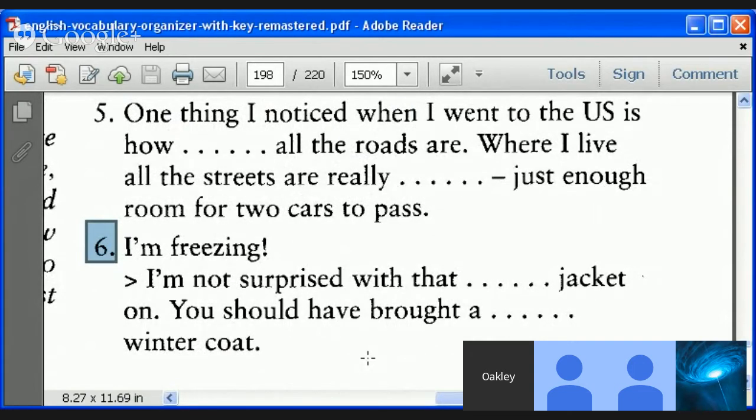I'm not surprised with the maybe teen jacket, and thick coat. Okay. Be careful of the pronunciation of the TH. Stick out your tongue. Don't be shy. Thin and thick. Okay. Thin. And that's thick. Better.